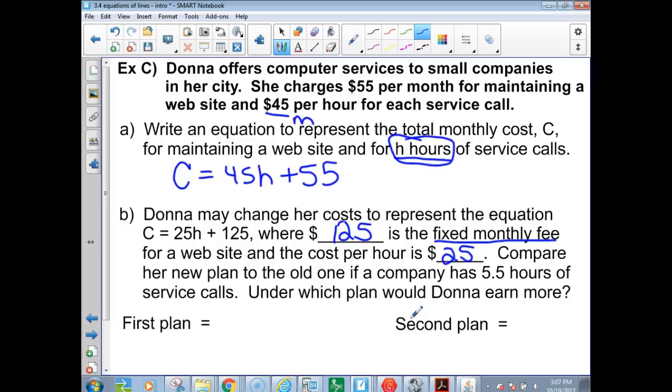All right, so now we're going to compare the new plan to the old one for a company that has 5.5 hours of service calls. Do you get to calculate on the calculators? All right, so go ahead and plug in. We're going to do 45 times 5.5 plus 55 for the first plan. And for the second plan, 25 times 5.5 plus 125.